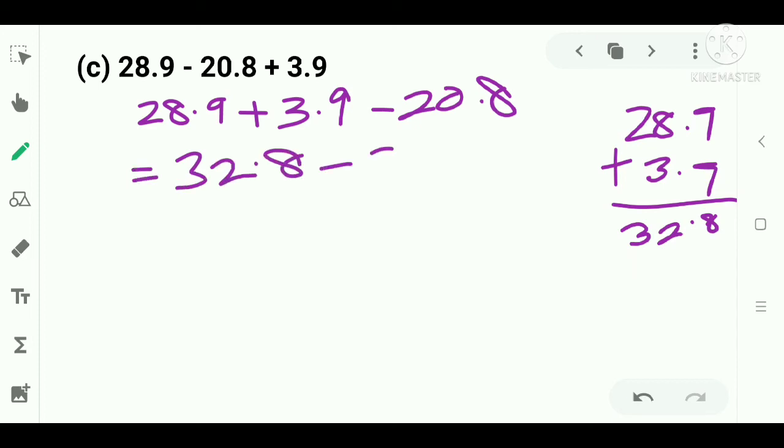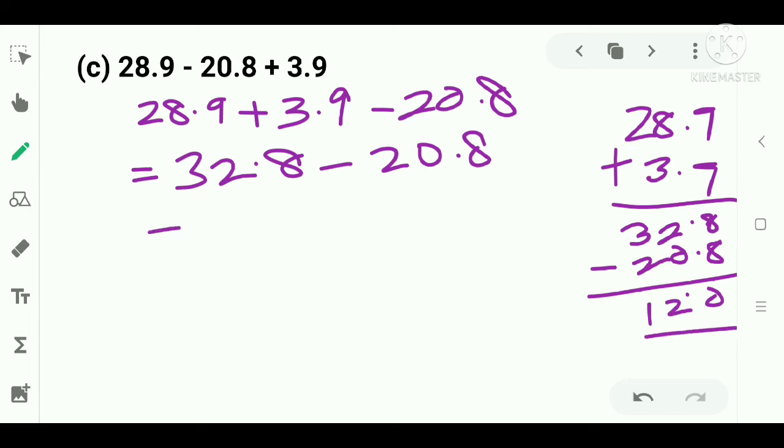Now minus 20.8. Now we can subtract 20.8 from 32.8. So write here 20.8 in this way and subtract it. 8 minus 8 is 0, 2 minus 0 is 2, 3 minus 2 is 1. So the answer is 12. No need to write 0.0 because 0.0 means nothing. So 12 is the answer.